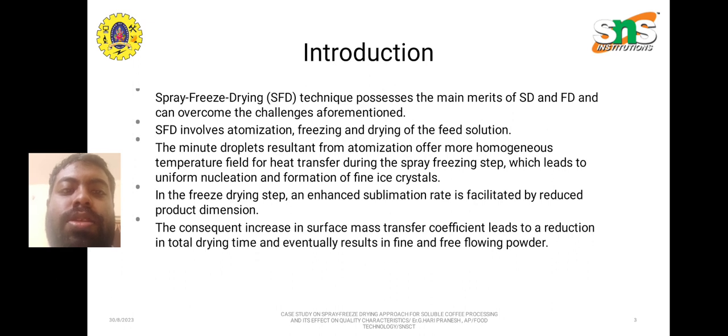In the freeze drying step, an enhanced sublimation rate is facilitated by reduced product dimension. The consequent increase in surface mass transfer coefficient leads to a reduction in total drying time, and eventually it results in a fine and free flowing powder.